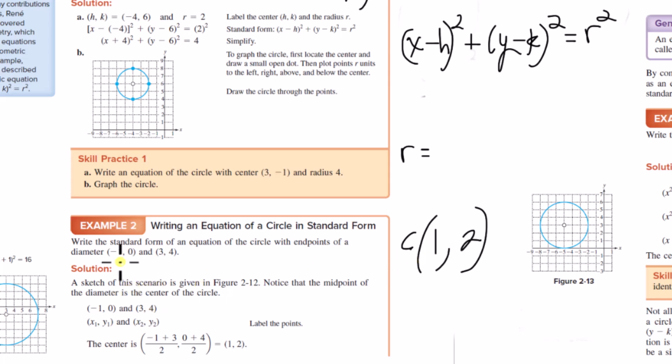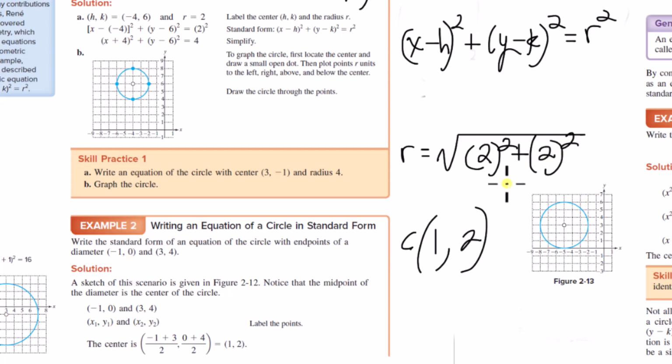So 1 minus -1. 1 minus -1 is 2, and we square that. Okay, now 2 minus 0 is 2, and we square that. So this is going to be, let's see, 4 plus 4, we have the square root of 8. Okay, so now we have the center and the radius.